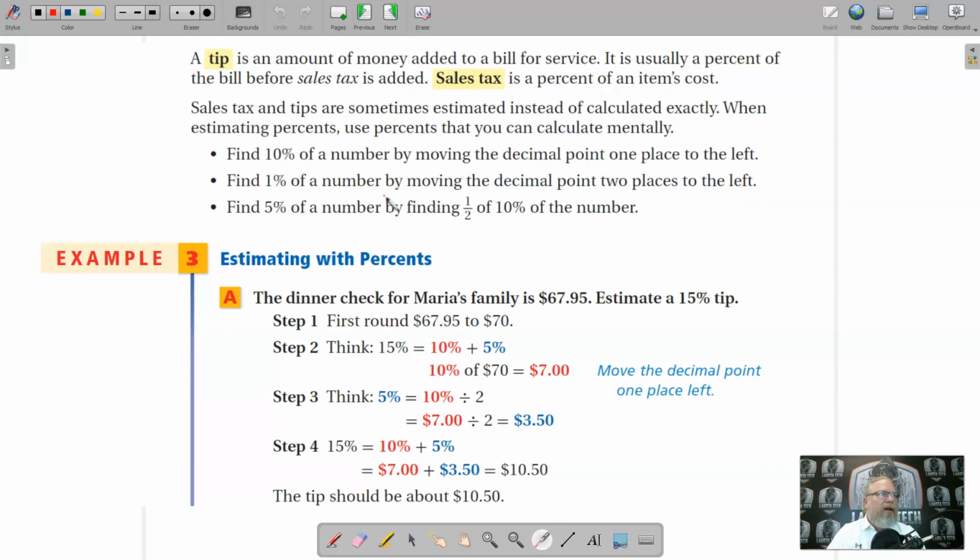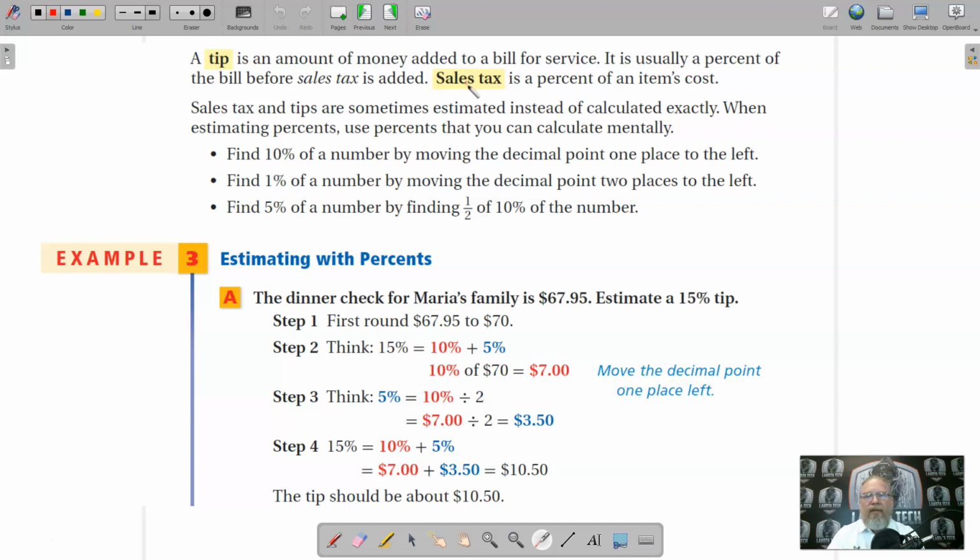Next, let's talk about tips and sales tax. A tip is an amount of money added to a bill for service, like if you go out to a restaurant and eat, you pay the waiter or waitress a tip. It is usually a percent of the bill before sales tax is added. Sales tax is a percent of an item's cost. Sales tax usually can be a federal tax, a state tax, county tax, etc.